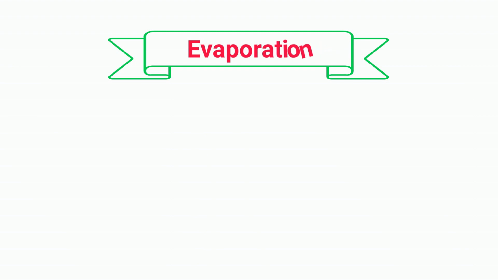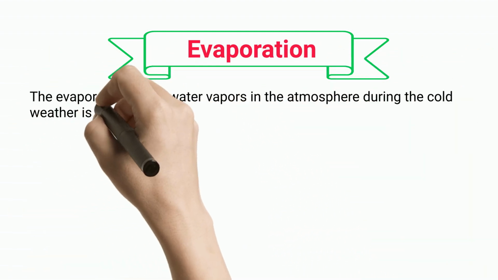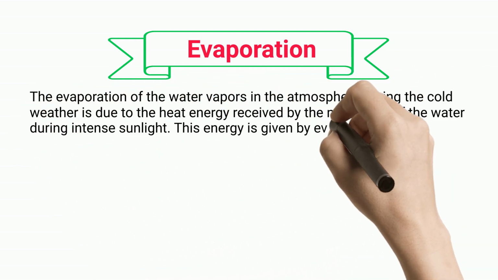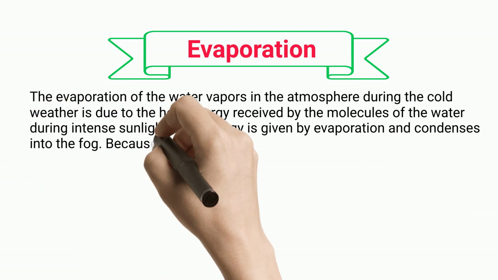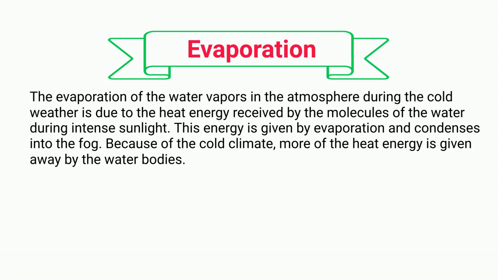Evaporation. The evaporation of the water vapors in the atmosphere during the cold weather is due to the heat energy received by the molecules of the water during intense sunlight. This energy is given by evaporation and condenses into the fog. Because of the cold climate, more of the heat energy is given away by the water bodies.